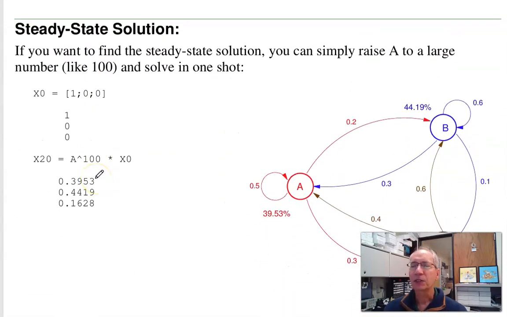The steady state solution, if it exists: I can just raise A to a large power, like 100, and just say what is A to the 100th times x0. One way to check if that's steady state is to try A to the 100th and A to the 101st. Sometimes the ball just keeps on being passed around. It doesn't reach steady state. In that case, if A to the 100 is equal to A to the 101, that's your steady state solution.